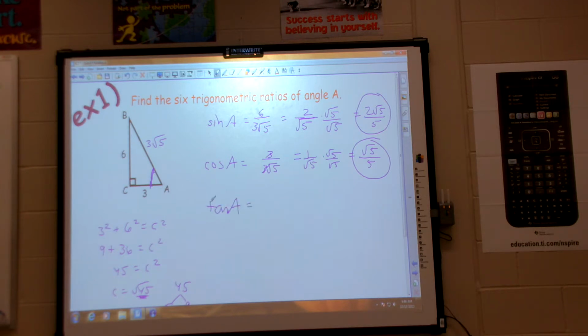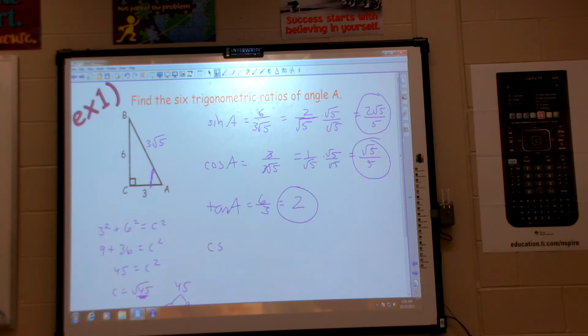Tangent is what over what? Opposite over adjacent. So in my case, 6 over 3, which is 2. I like that one. Let's do the other ones.